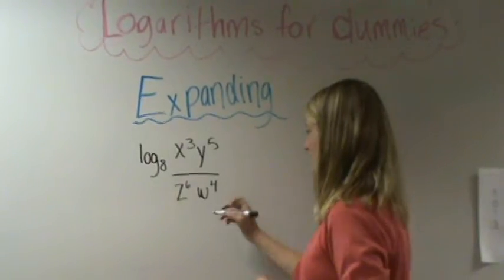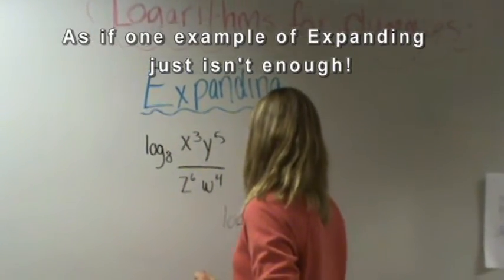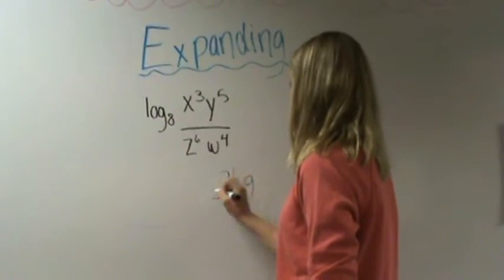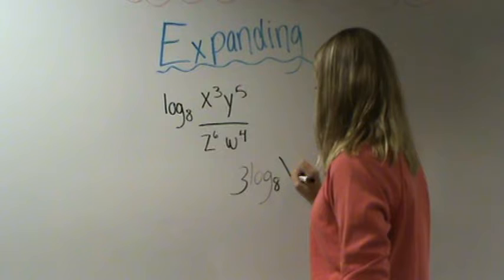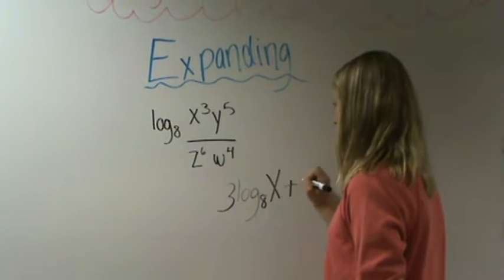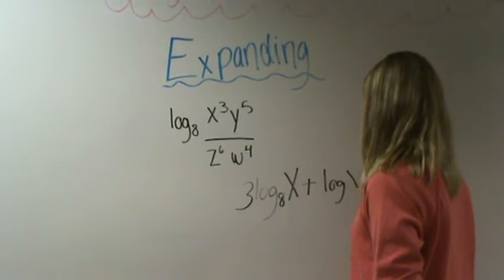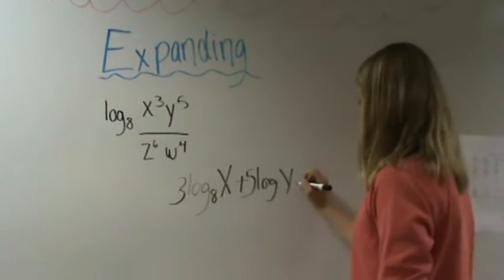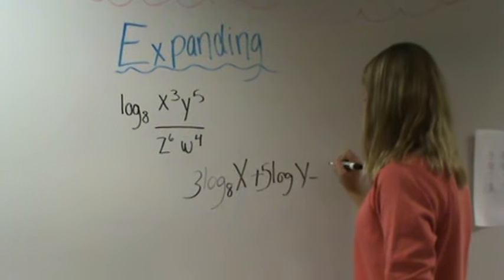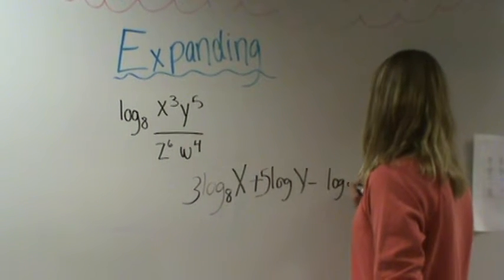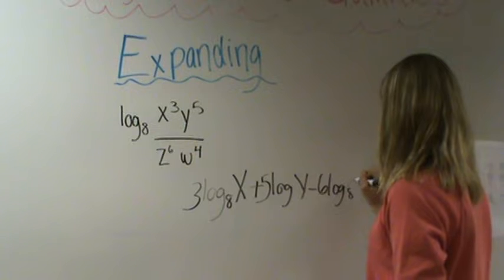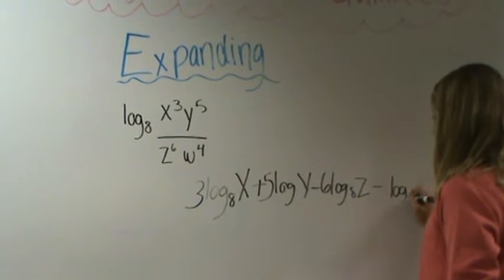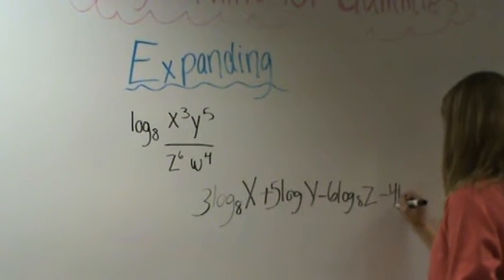Okay, this is another example. So you're going to take log of 8, because they're all going to have log of 8. You're going to take the 3 and put it in front of it. Put the 8 down here, and it's variable x. Then you're going to add log of 8 y, and then the 5 is going to come down in front of the log. Then since you're dividing, you're going to subtract it. So it's going to be log 8, 6 goes over here, of z. And then you're going to subtract again, log 8 for w.